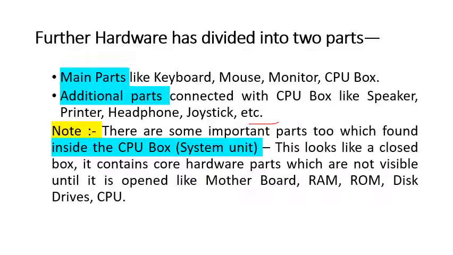There is a note also. There are some important parts too which are formed inside the CPU box. CPU box is also called system unit. This looks like a closed box. It contains core hardware parts which are not visible until it is opened, like motherboard, RAM, ROM, disk drives, and CPU.